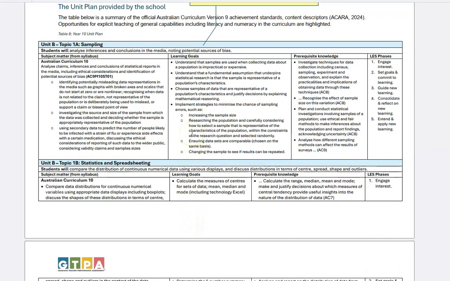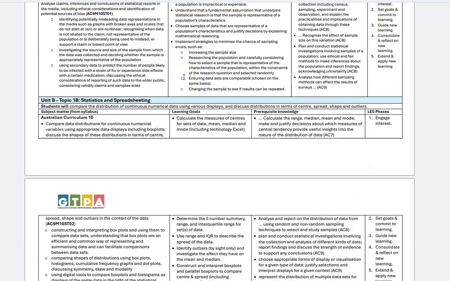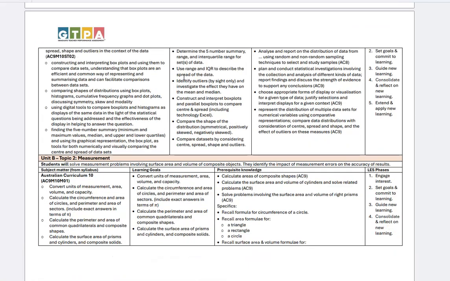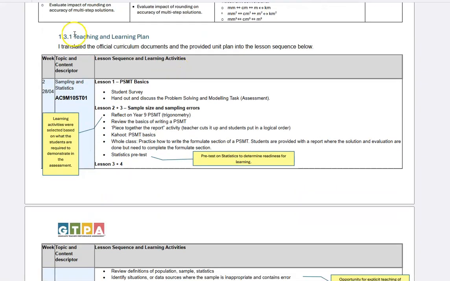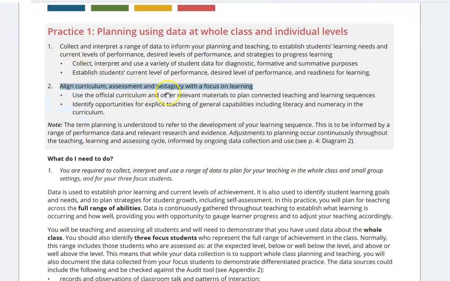More detailed, here is the official curriculum from the school. Learning goals, prerequisites, and so on. Is it official? It looks official to me. And then they've translated this into their own teaching plan, because the task requires them to plan a connected teaching and learning sequence.